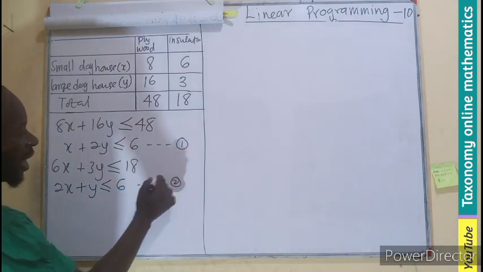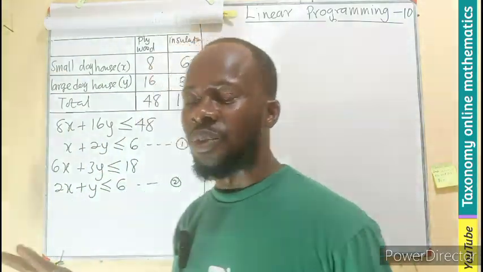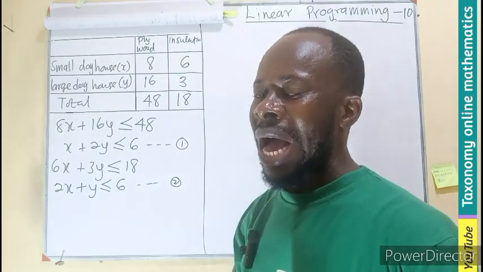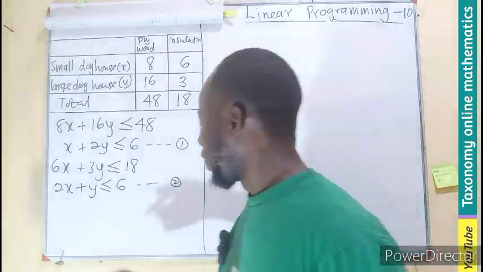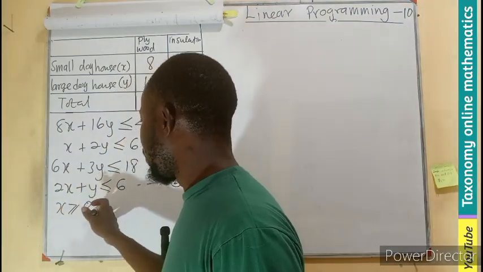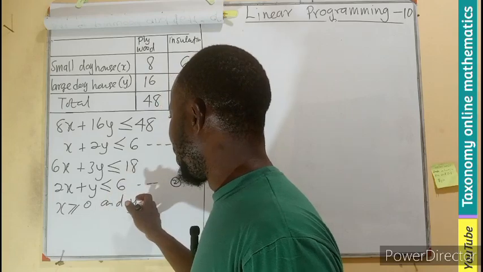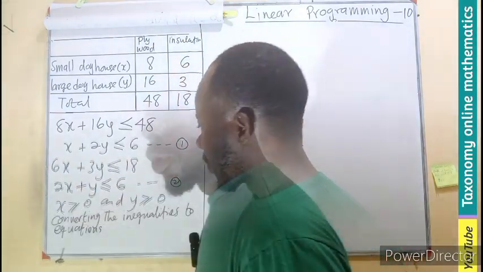So we have the second inequality. Don't forget, these are the two inequalities we can get from the question. But we also have a natural inequality we can write, which is x greater than or equal to 0, and y greater than or equal to 0. So these are the 4 inequalities.